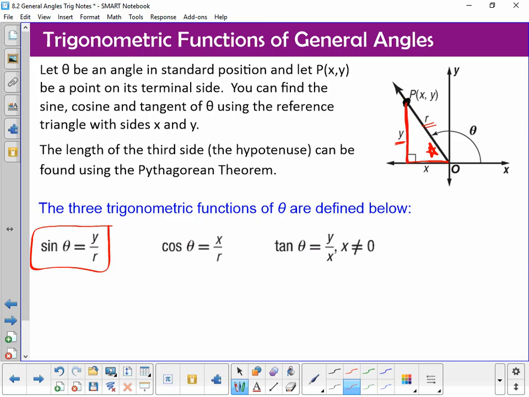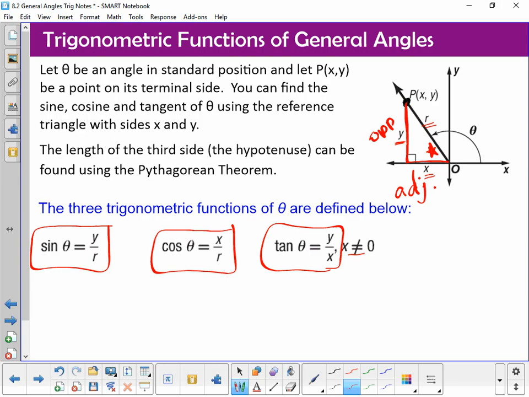For cosine, from this reference angle, it would be the adjacent side over the hypotenuse, so x over r. And for the tangent, it would be the ratio y over x. That's the opposite side over the adjacent side. So y over x. Now we can't divide by 0, so x cannot be 0.